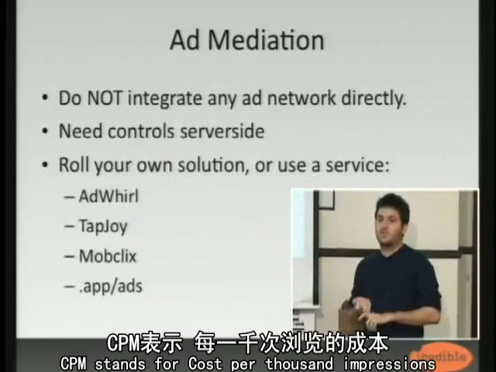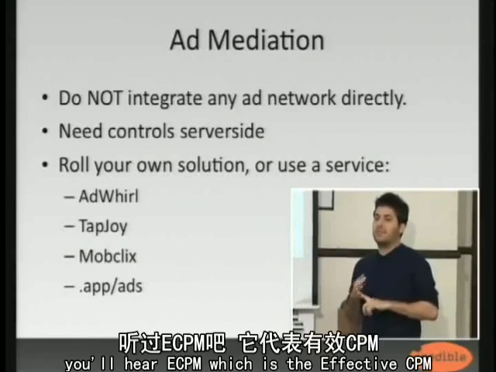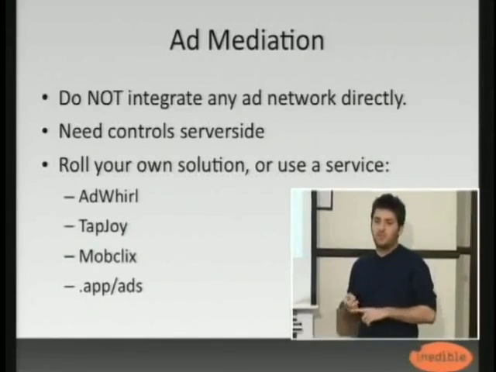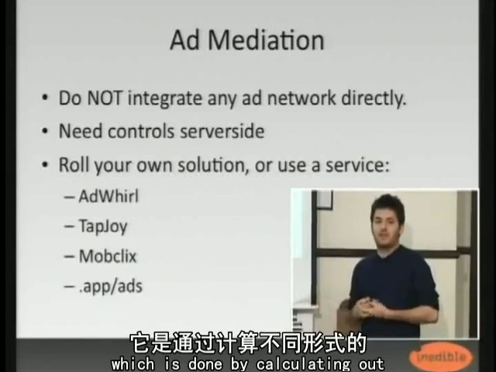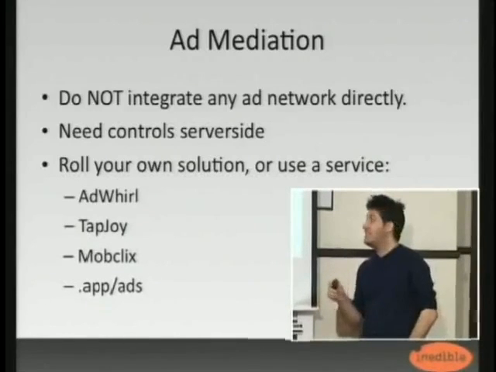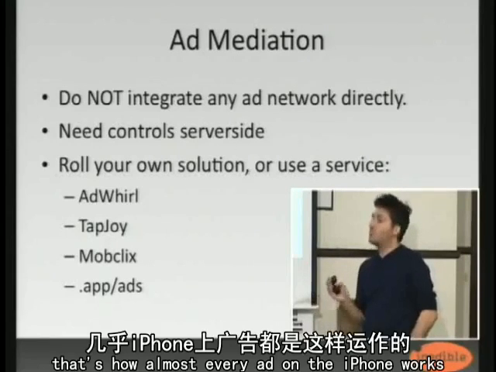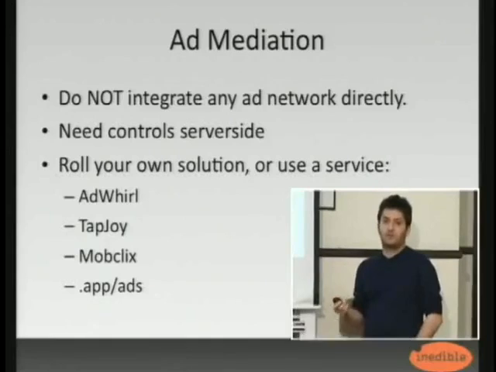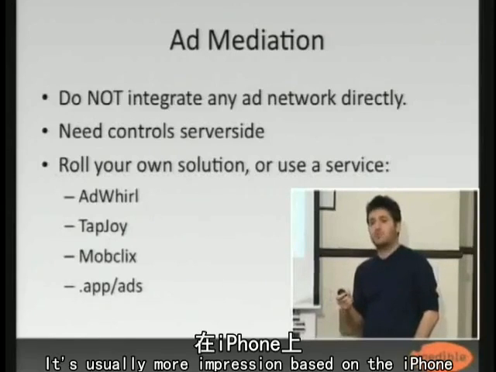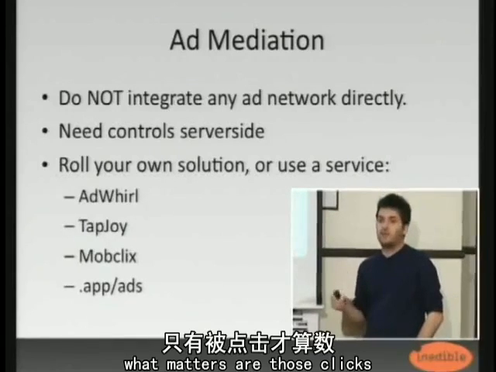CPM stands for cost per 1,000 impressions. You'll hear eCPM, which is the effective CPM, calculated by working out different forms of payment. CPC is the cost per click. That's how almost every ad on the iPhone works. On the web, it's a little different. It's usually more impression-based. On the iPhone, what matters are those clicks.